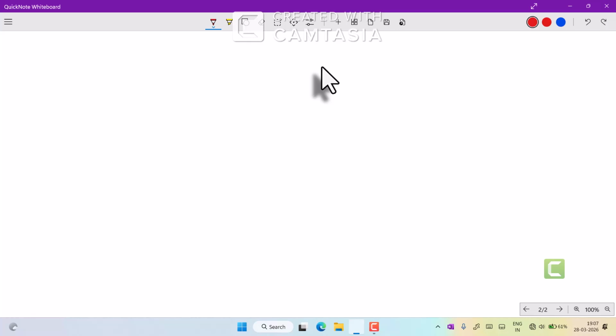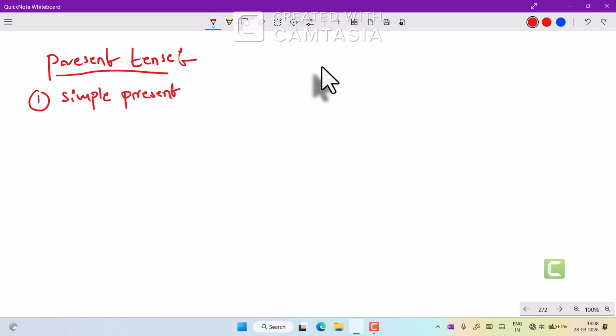Now you see here, in this we will be discussing present tense first. Present tense is again categorized into three types, we know, right? Simple present. First we will look at the structure. What is the structure of simple present tense?